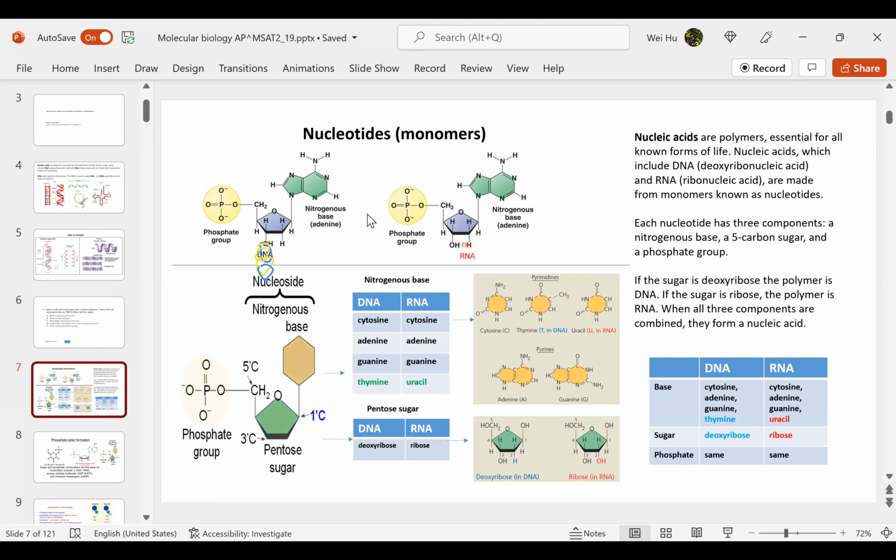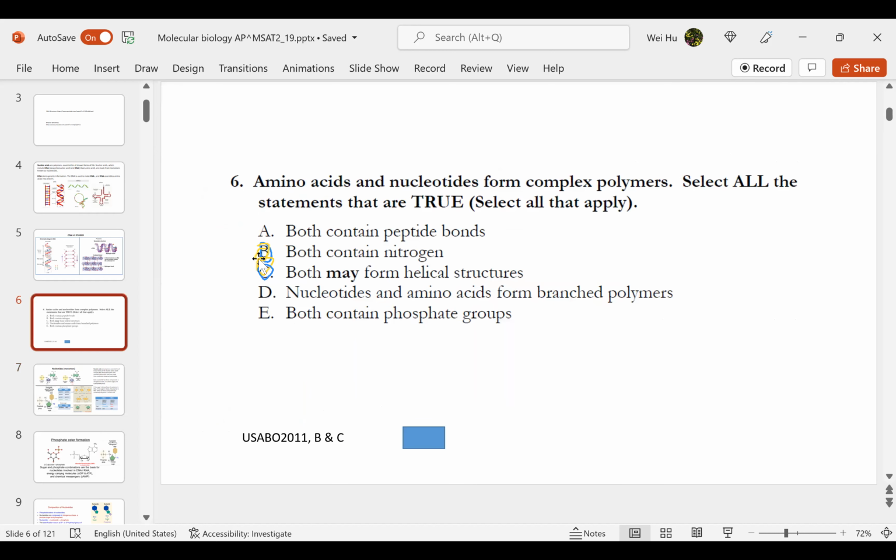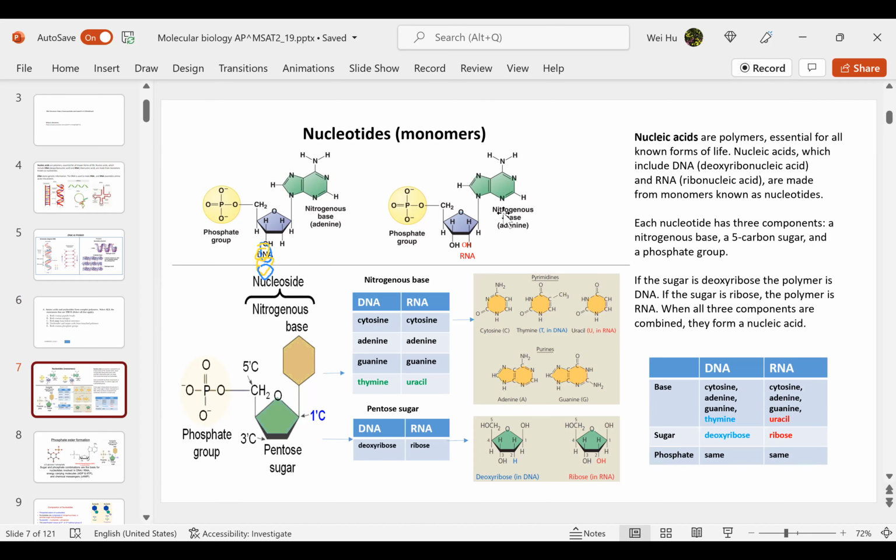In a normal protein, you have the N terminus, the C terminus, and you also have the R group, right? You don't have a phosphate group, okay? So that's why this answer is B. They both contain nitrogen, no problem, okay? Now let's go back and review the nucleotide very quickly.